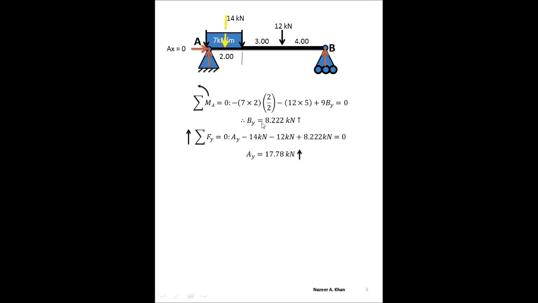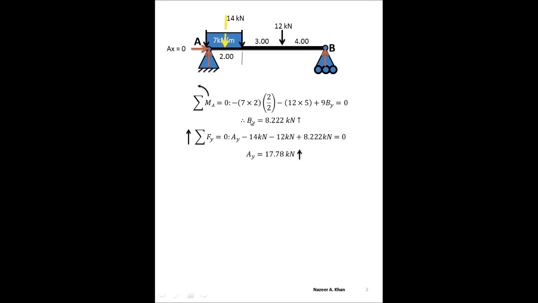8.222. I have carried an extra digit here because my final answer I round off to 3 sig figs. The intermediate answers I just keep a guard digit so that I have accurate answers. When I write a force, we have all 4 components of a force. Magnitude, the direction is vertical, the sense is up, and point of application is point B. So we have magnitude, direction, sense, point of application.